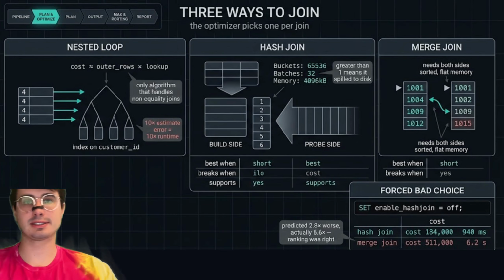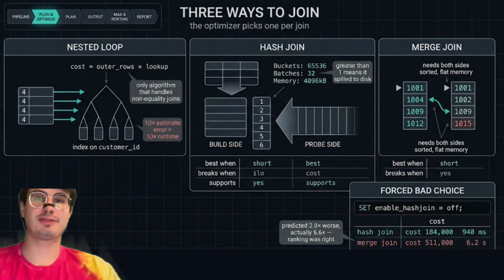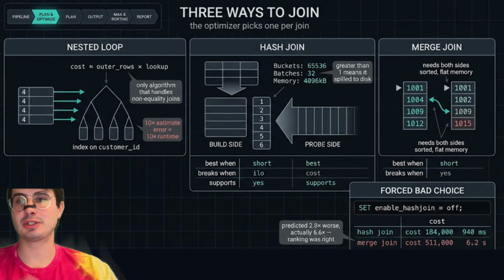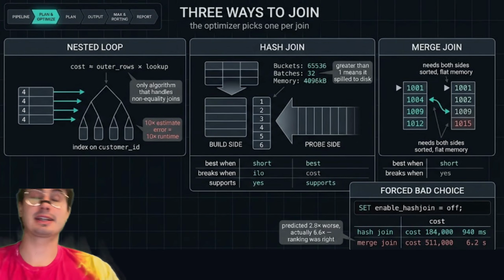If the build side doesn't fit in working memory, Postgres will partition it and spill batches to disk, and then your plan will sprout a line like batches 32, memory usage 4K kilobytes, and batches greater than 1 usually means that it's spilled, right? And that's a real slowdown, and it's a legible symbol that you can see on a plan, so look for that. And then also hash join only works on equality. On a.x equals b.y gets a hash join. On a.x between b.low and b.high does not, as you can't have that kind of range there.